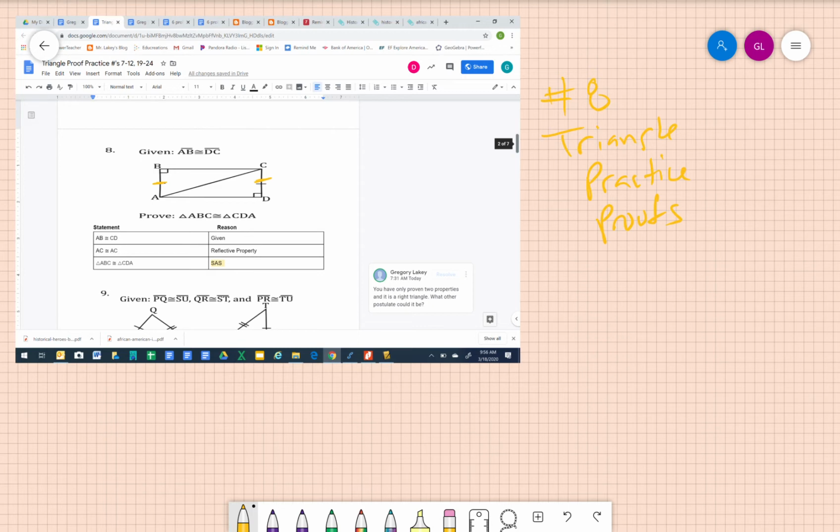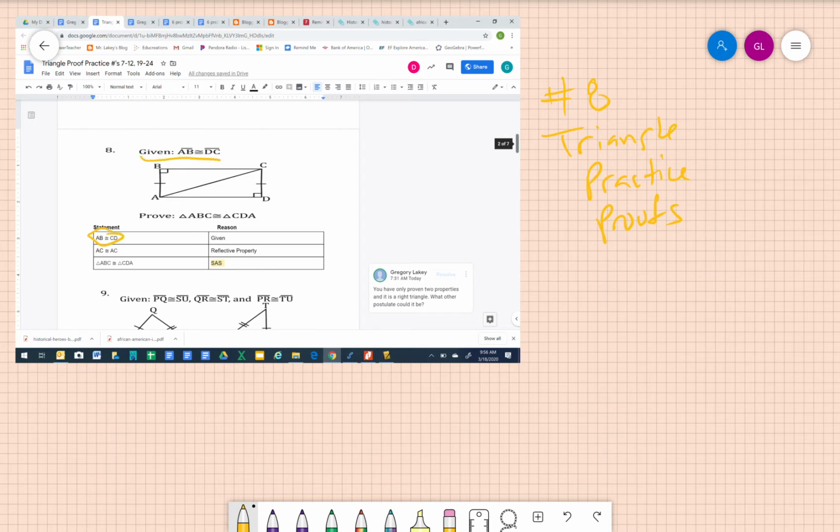So first was number 8. Number 8 here shows that, oh, I didn't mean to put these lines over here. I was just playing around with the technology beforehand. So number 8 says segment BA is congruent to CD, and that's given to us right here. That's given. Perfect. That's the only one that was given to us.